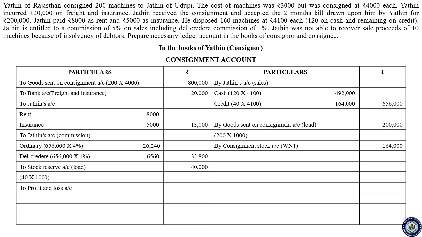Now the total is 10,20,000. The difference 1,14,200. So if you finish with consignment, you go for the next ledger account, that is consignee's account. So start preparing consignee's account.